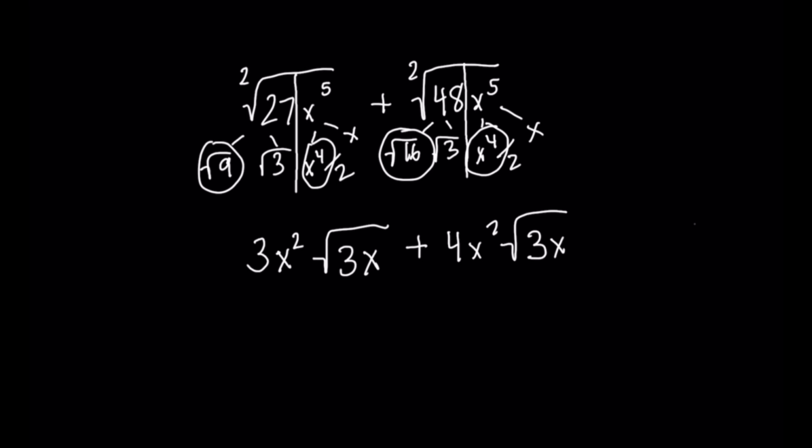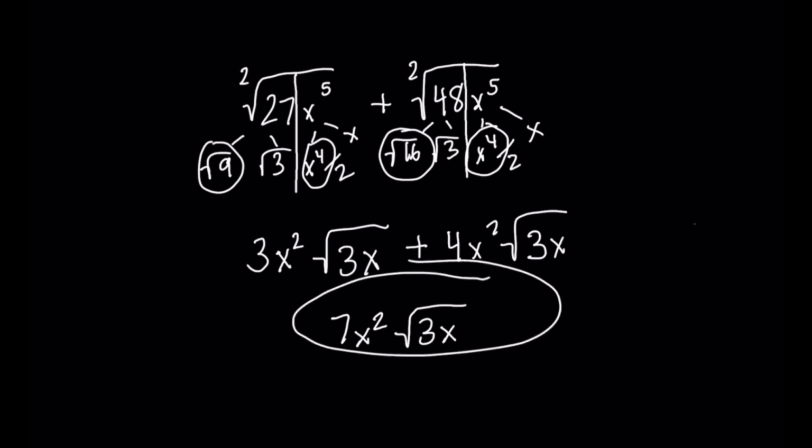When we add those two, we can add the outside terms because they are like terms. You should know that from solving equations. That one's pretty simple. And of course the number inside the radical stays the same. So the answer is 7x squared times the square root of 3x. Let's do one more example.